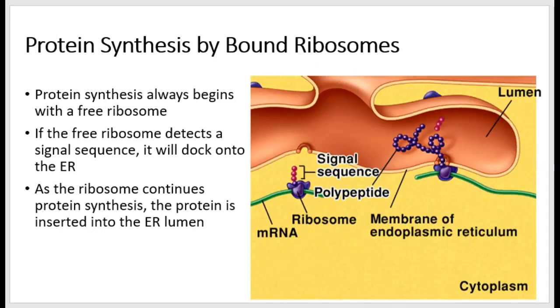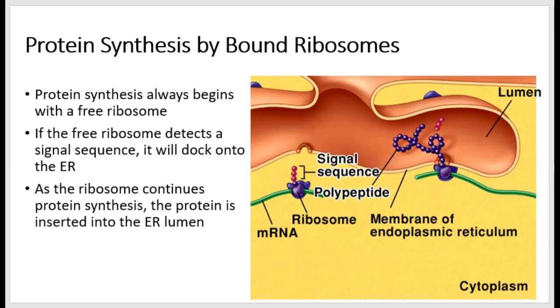The picture here shows the process by which a ribosome synthesizes a protein that needs to be inserted into the ER in order to get into a secretory vesicle. Protein synthesis always begins with a free ribosome. If this free ribosome detects a signal sequence, which is shown as pink in this diagram, it will dock onto the ER. Notice that the copy of the gene is green, the ribosome is purple, and it is freely suspended in the cytosol. It's currently synthesizing a polypeptide with 3 amino acids shown as the signal sequence.